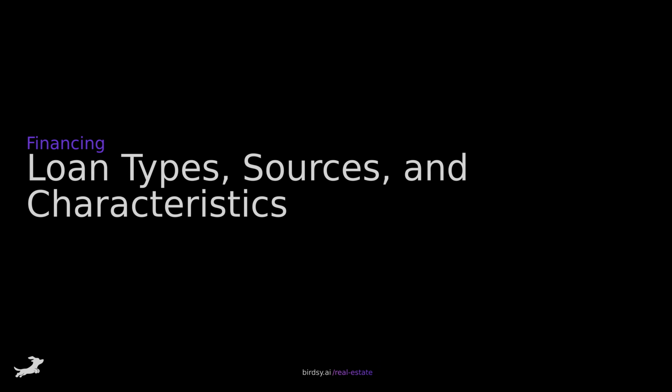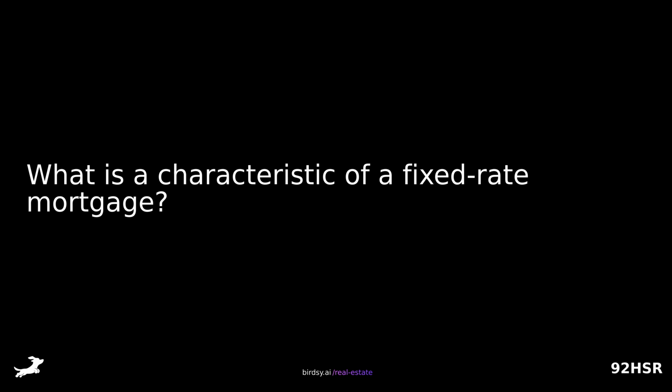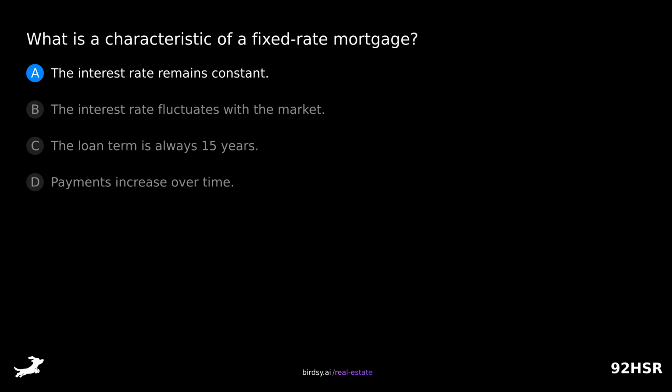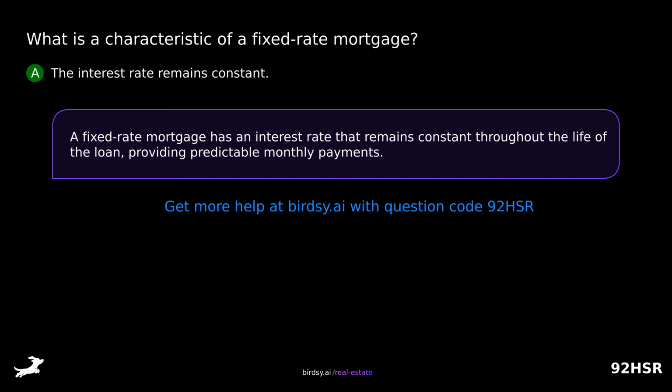Financing. Loan types, sources, and characteristics. What is a characteristic of a fixed-rate mortgage? Is it A, the interest rate remains constant? B, the interest rate fluctuates with the market? C, the loan term is always 15 years? Or D, payments increase over time? The answer is A, the interest rate remains constant. A fixed-rate mortgage has an interest rate that remains constant throughout the life of the loan, providing predictable monthly payments.